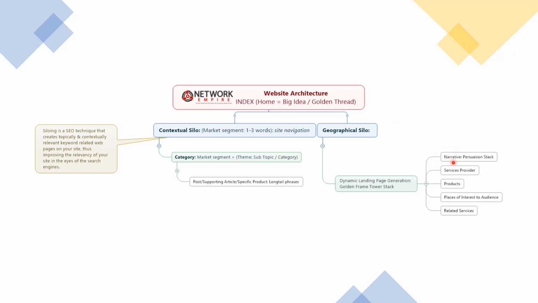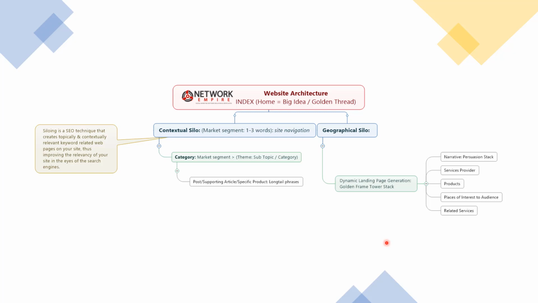Now, if you look at this, on either of the silos, by using persuasion stacking, we can control the narrative. We can introduce service providers. We can introduce products. We can introduce places of interest. And we can introduce related services. And the reason why we do this, especially when we're doing dynamic landing page generation, is because you don't want to have 10, 20, 100, or 1,000, however big you want to make it, of the same kind of page, just tumbling a few words. The end result is you'll probably end up with 70% of your pages getting de-indexed because they're too similar. Google's just going to filter them out and choose the ones that are the most unique.